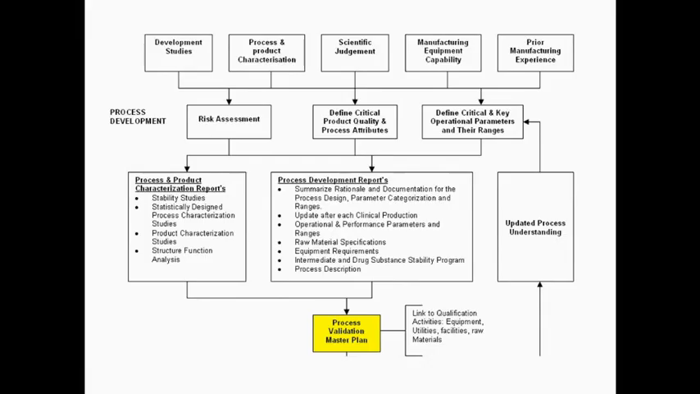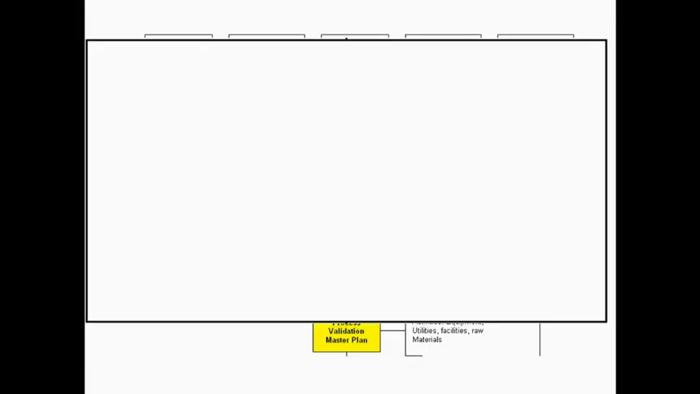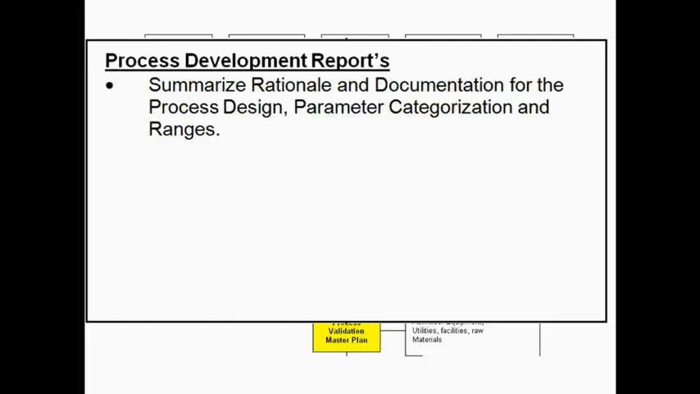During process development, we will generate a number of process development reports that will forever be referenced throughout development, technology transfer, commercial manufacturing, and product discontinuation. These reports will summarize the rationale and documentation for the process design, parameter categorization, and process ranges. These reports will be updated and added to after each clinical production, trials 1, 2, and 3.